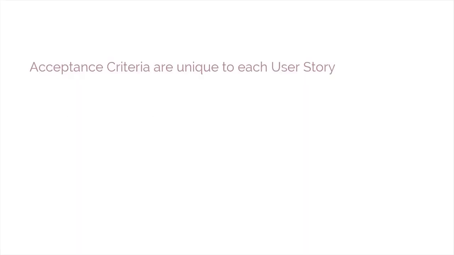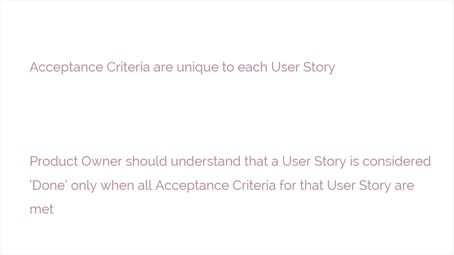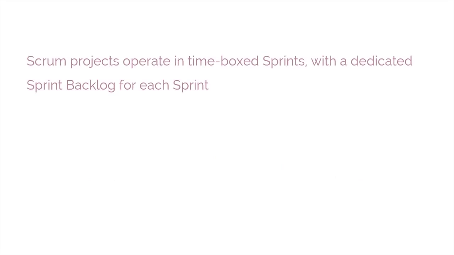In this video, we'll look at acceptance criteria, done criteria, estimation criteria. Acceptance criteria are unique to each user story and are not a substitute for a requirements list. The product owner should understand that a user story is considered done only when all acceptance criteria for that user story are met. Scrum projects operate in time-boxed sprints, with a dedicated sprint backlog for each sprint.